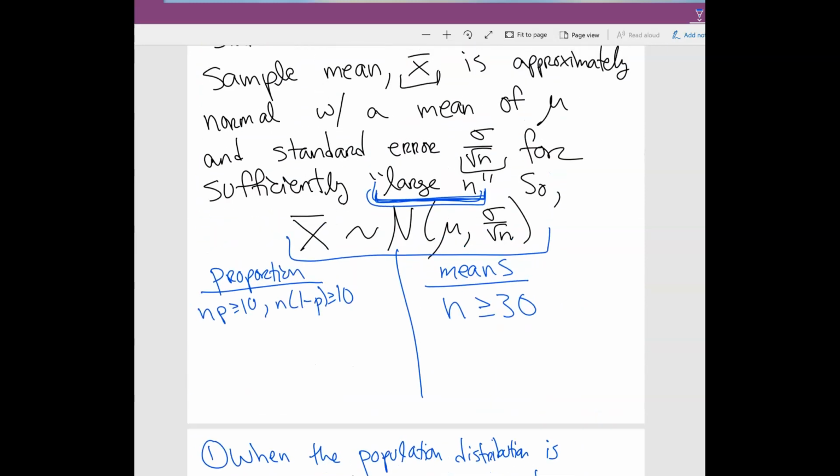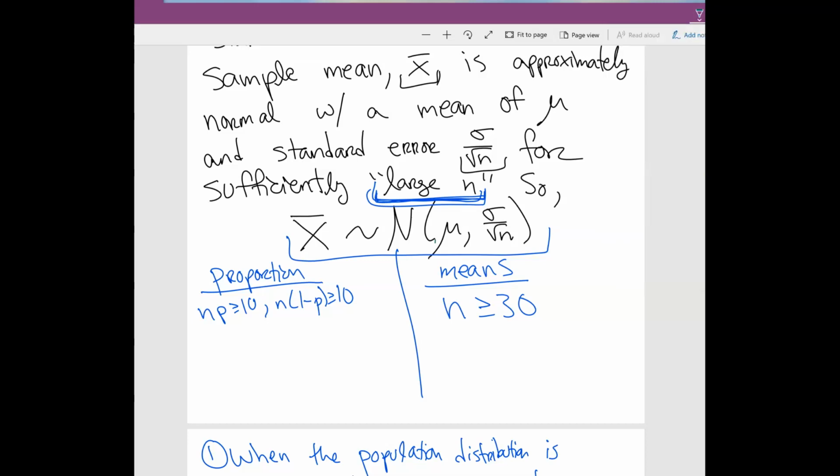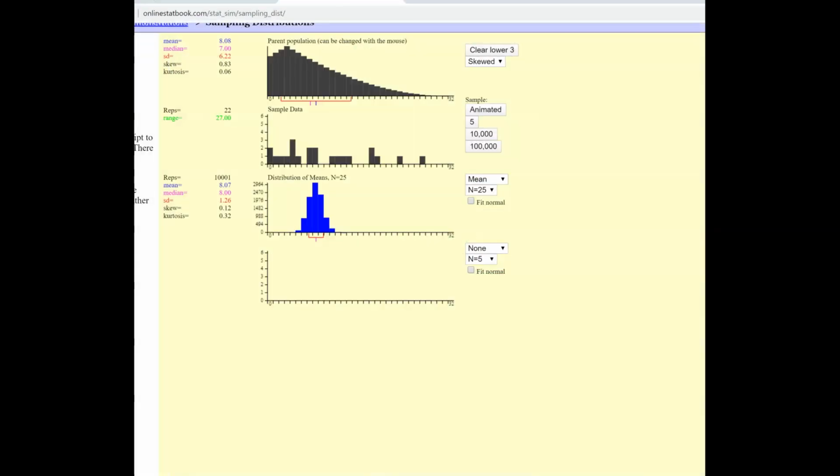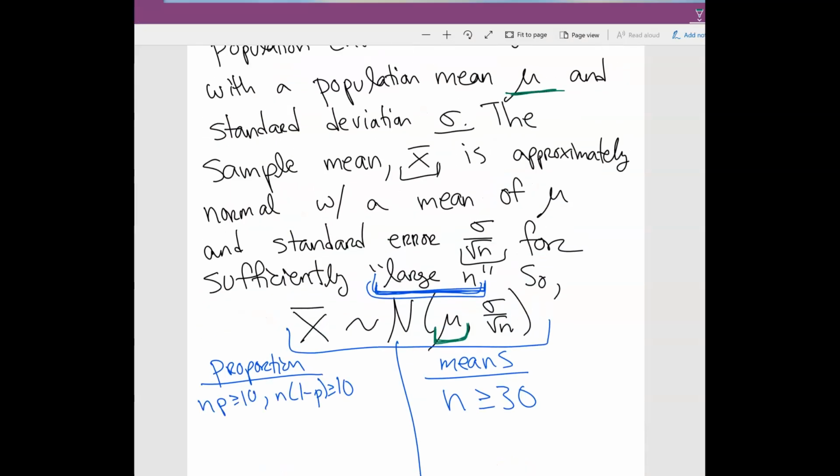One thing to note, just to explain really quickly where these numbers came from: notice that regardless of whatever the population distribution looked like, the mean always was the same. Here the mean of the skewed distribution was 8.08. The mean over here was 8.07. So they are always around the same. That's why if it's mu for the original, it is going to be mu for the sample mean.